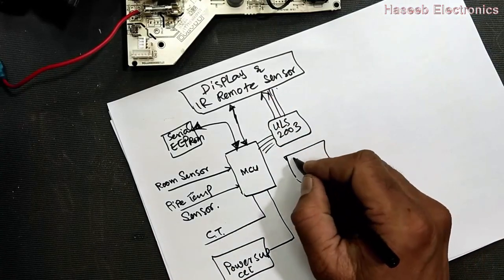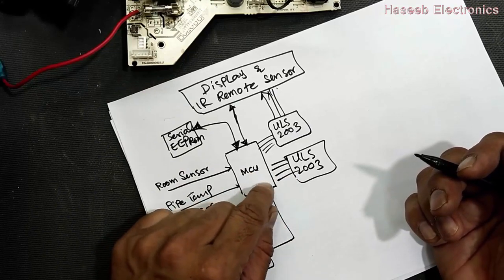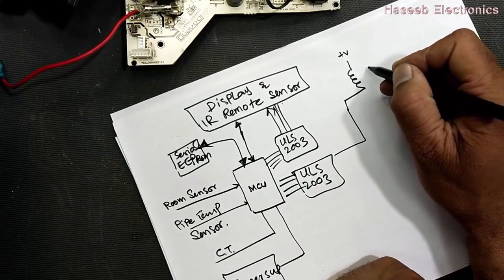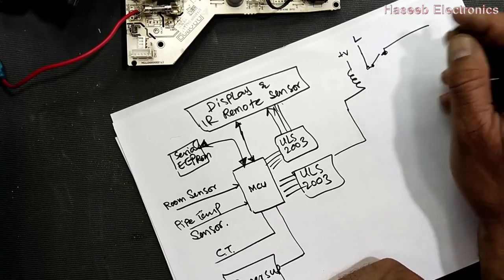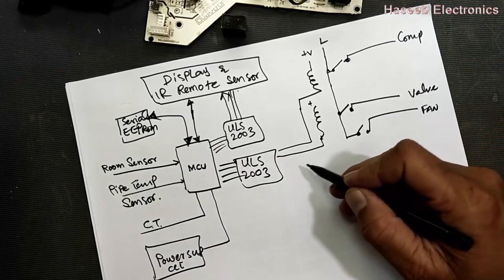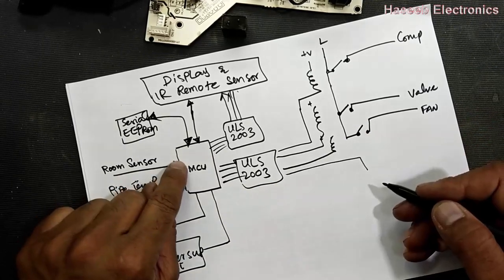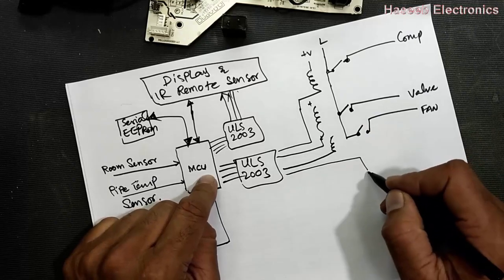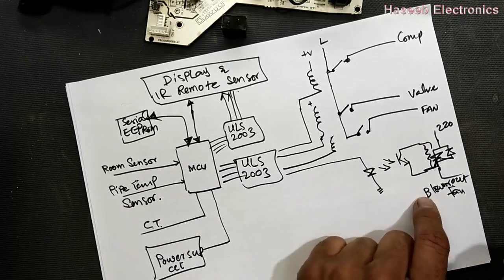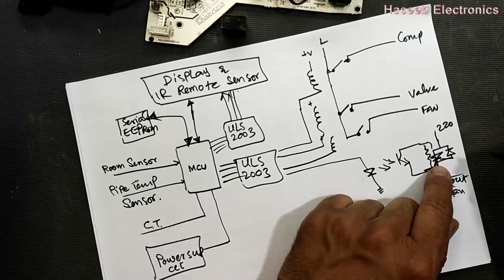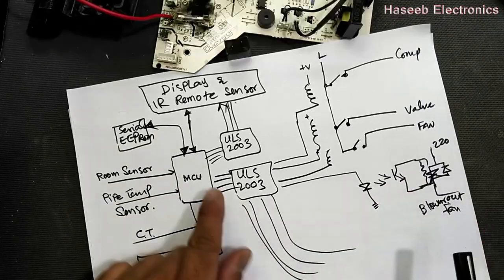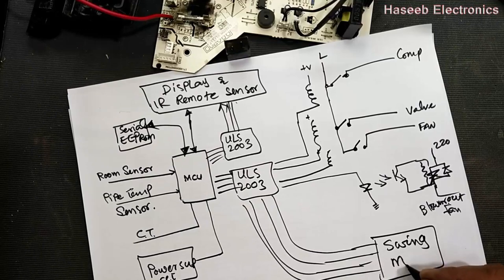Then we have another ULN2003. All the outputs will go to the ULN2003 and this will drive the relay. In this relay section we have the line and it will make the connection with this. So every relay has its own drive circuit. All the lines are coming out from this microcontroller. This 220 out is for the fan, the blower fan. This control rectifier triac is controlled by this circuit. The same drive from here will go to the swing motor.